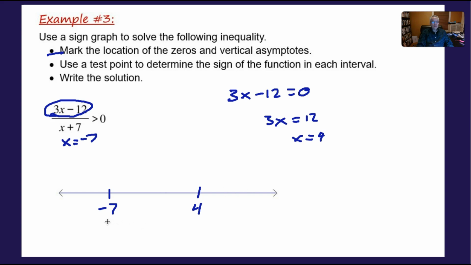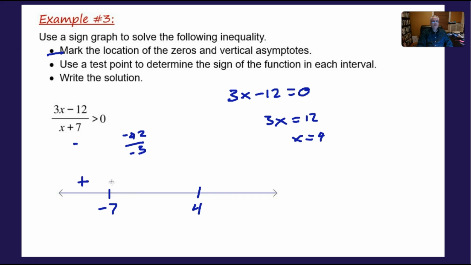And we're just going to check them. Is the function positive or negative on those 3 intervals? So I'm going to pick a test point in each interval and just put it into the function and see if it's positive or negative. So I'm going to put in negative 10. When I put in x equals negative 10 in the numerator, we're going to have negative 30 minus 12, which would be negative 42. And in the denominator, negative 10 plus 7 is negative 3. A negative divided by a negative is a positive. So just by picking a value of x in this interval and putting it into the function, you can see whether the whole thing is positive or negative there.